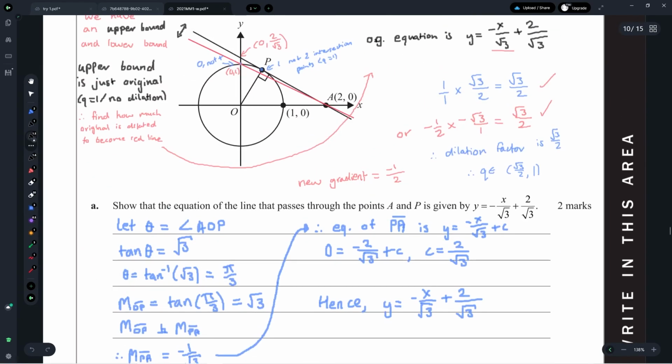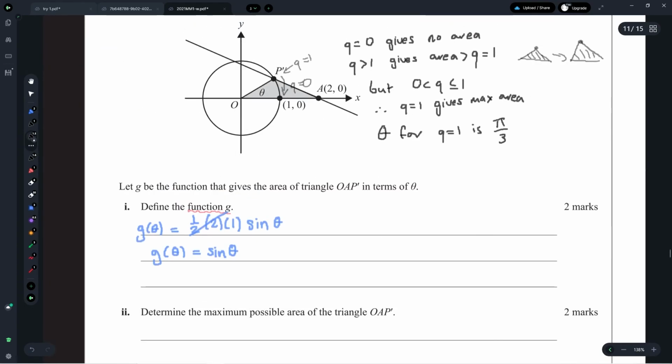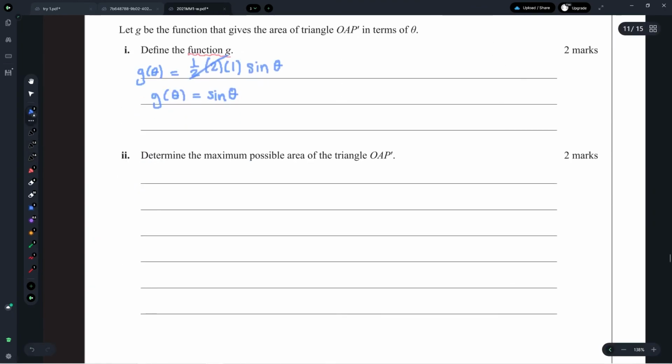So when Q equals 1, we know theta equals pi on 3 from the previous question, where we found what theta was when Q equals 1, because Q equals 1 was the line we had straight from the start, from part A of question 9. And if that was too quick, you can go over that again quickly.